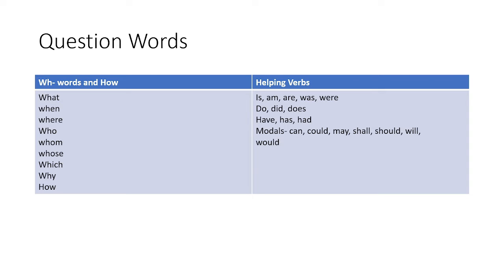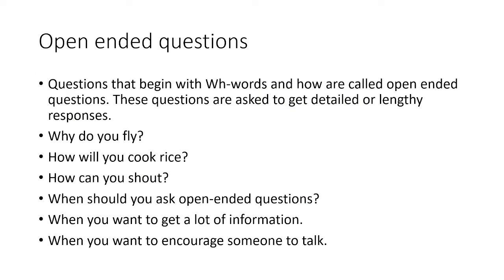Now the helping verbs also used as question words are is, am, are, was, were, do, did, does, have, has, had. And again there are some modals which we can use to ask questions. They are can, could, may, shall, should, will, would. So there are two types of questions. One is the open-ended questions and the second one is the closed-ended questions.